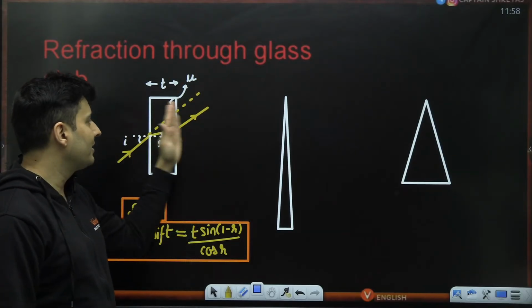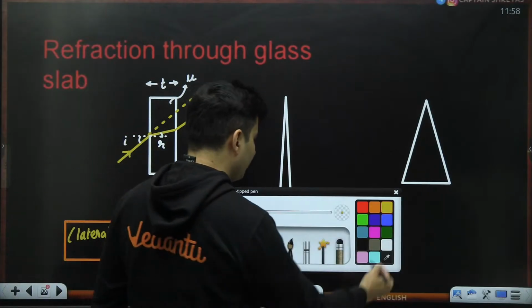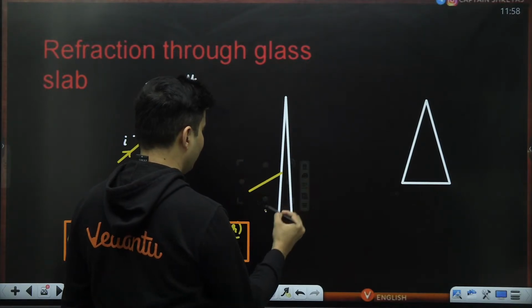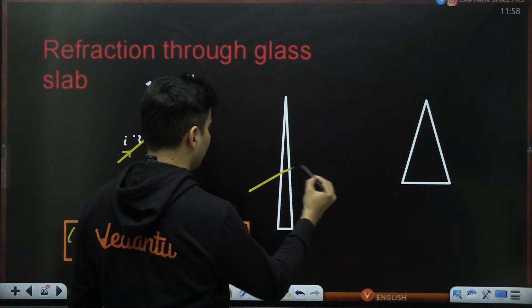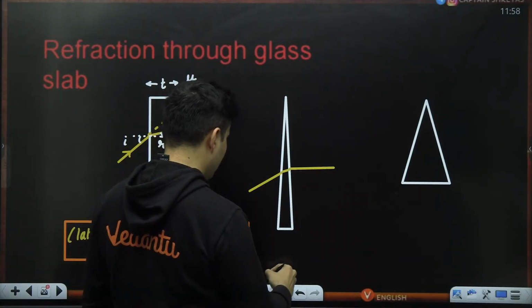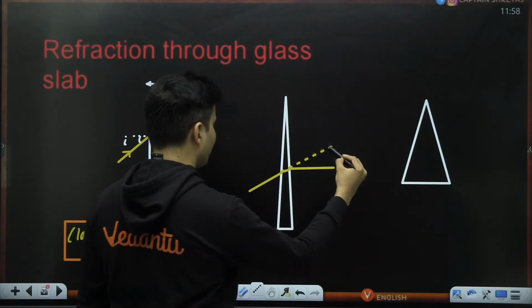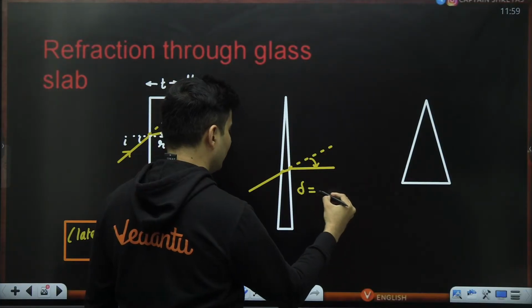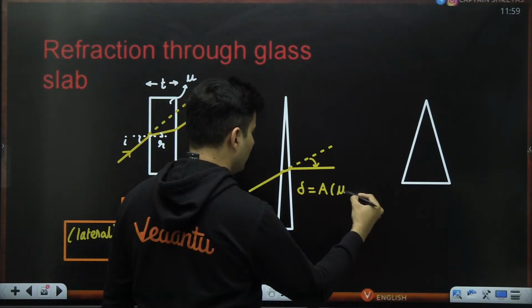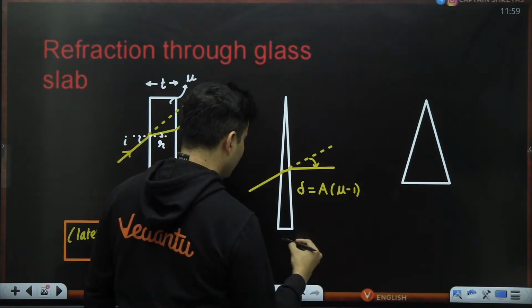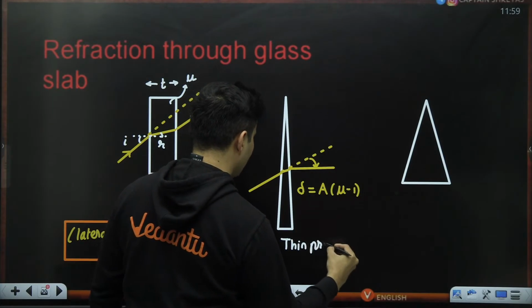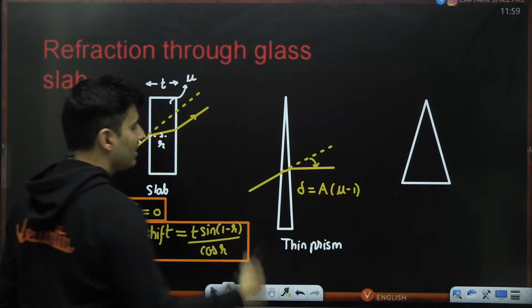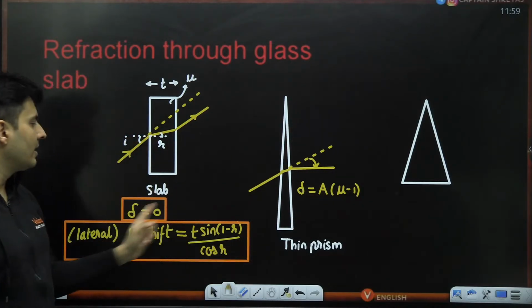But the moment the surfaces are not parallel, you will immediately see that the ray which is falling will get refracted, and it will not exactly emerge parallelly. It will have some angle with the incident ray. So definitely there is a deviation which occurs. The deviation is not zero. You will learn it later in prisms also. It is A into mu minus 1. This is for a thin prism. The moment the surfaces are not parallel, they are making an angle, there is a deviation. If the surfaces are parallel, there is no deviation.